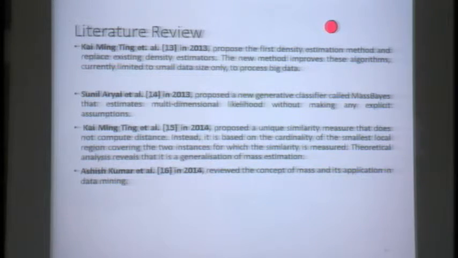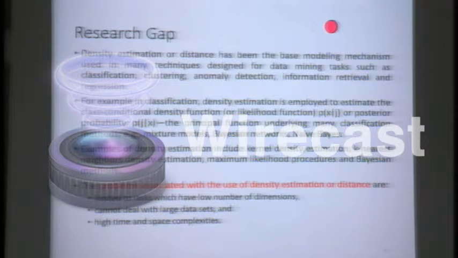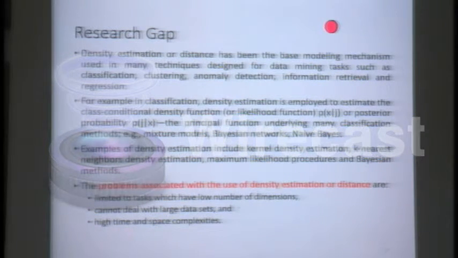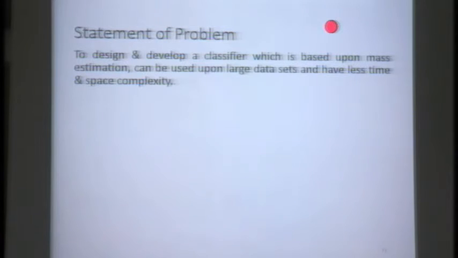And we came across the following research here, which was handy for us before actually coming into the picture. So studying the first research here, what you're finding out is that classification, clustering, anomaly detection, information retrieval and negation are both part of the density. My ultimate statement was to develop a classifier based upon the mass estimation. It can support a large data set and has less time and space complexity, which we have achieved.